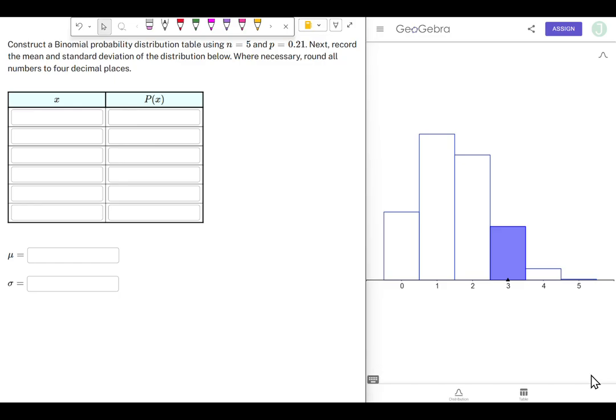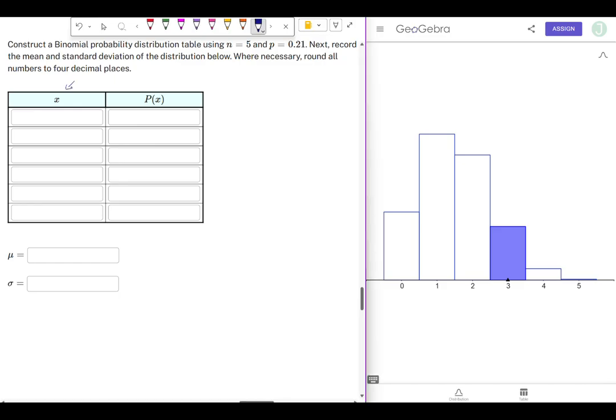So one way we can solve this question is, well, let me back up for a second. Let's read the question. It says construct a binomial probability distribution table using n equals 5 and p equals 0.21. Next, record the mean and standard deviation of the distribution below. Where necessary, round all numbers to 4 place values.